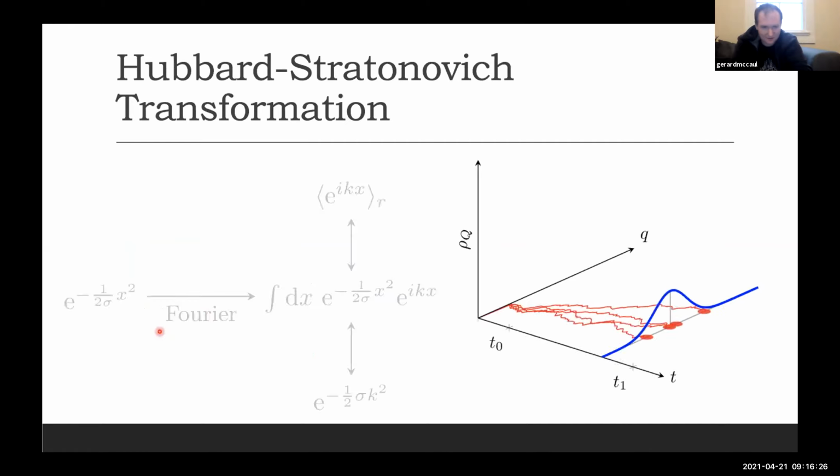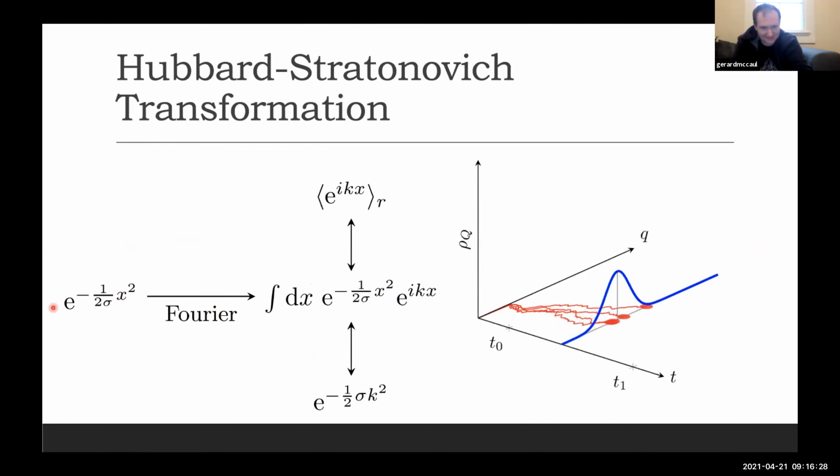How does this work? Well, if we think about this in the simplest terms of you have some kind of quadratic exponential and you Fourier transform it, there are two ways of thinking about that Fourier transform. One is having performed the Fourier transform, so you've got something that's still quadratic, but the other is as an average over a distribution. So on the one hand, you have something that's quadratic and deterministic, and on the other hand, you have something that is only linear in some variable, but requires averaging over realizations.